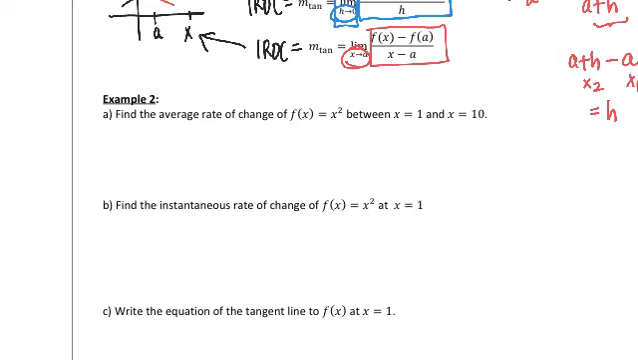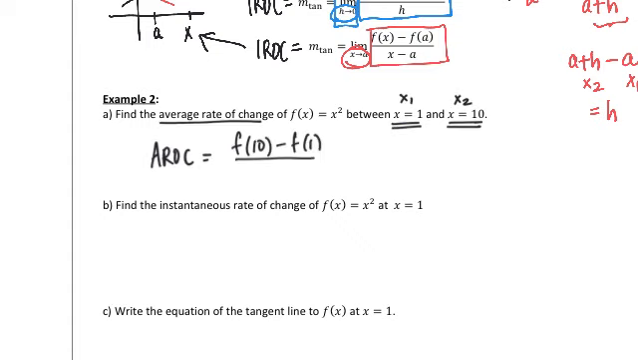Okay, example 2 says find the average rate of change of f of x equals x squared between x is equal to 1 and x is equal to 10. It's an average rate of change. We're given two x values. All we have to do is f of x2 minus f of x1 over x2 minus x1. So the average rate of change is going to be equal to f of, this is x2, this is x1. So it's going to be f of 10 minus f of 1 over 10 minus 1.